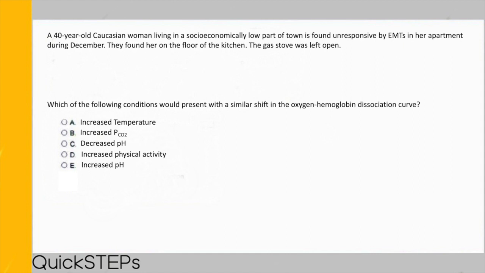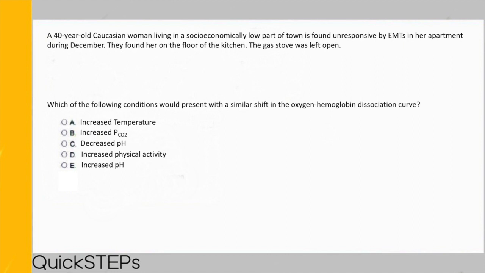Choice A, increased temperature. No, we said that causes a right shift. Increased PCO2, also a right shift. Decreased pH, also a right shift. Increased physical activity, which realistically just increases temperature and increases acidity, both of which cause a right shift. And increased pH, which that one's causing a left shift. That's the exact opposite as answer choice C.